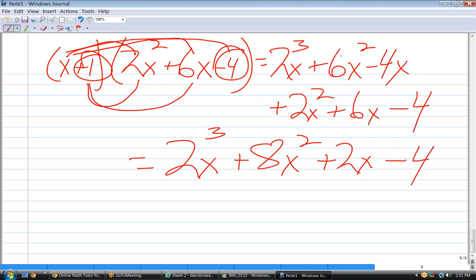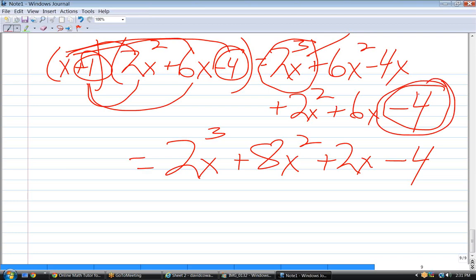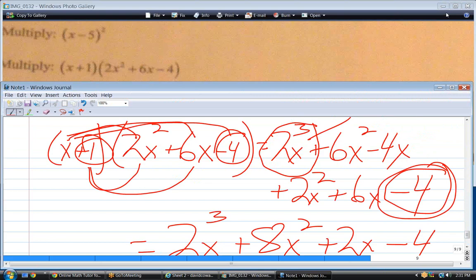Whenever you're doing these, there's always only one of those, and there's always only one of those. In other words, when you go to simplify it and combine it, you don't have to search for all the x to the cubes. There's only going to be one of them. And you don't have to search for a bunch of numbers. There's only going to be that last one. Okay.